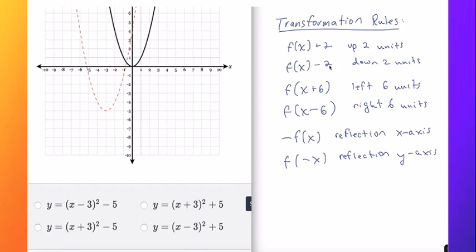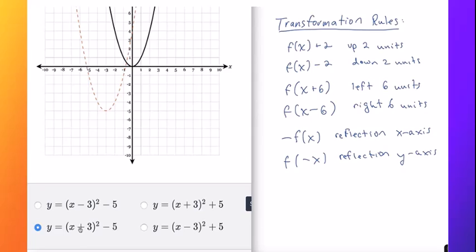Well, the down 5 should be subtracting 5, right? If I do minus 2, it was down 2, so minus 5 should be down 5. So these are both down 5. So which of them effectively goes left 3? Well, to move left some number of units, I actually add that number inside.